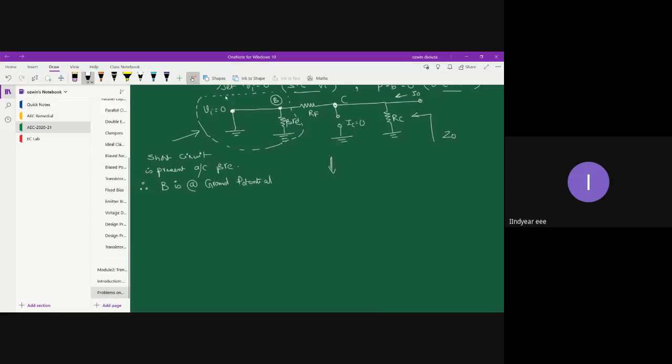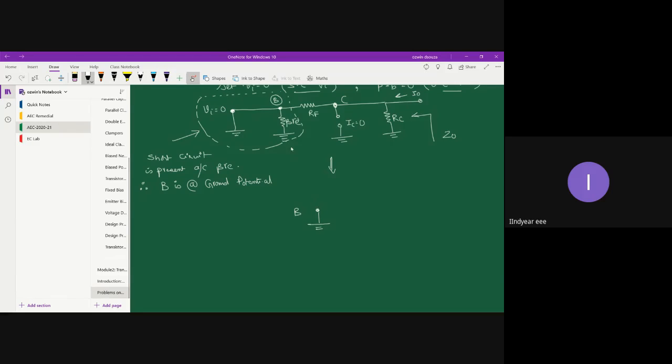So this entire circuit which is present within the shaded region, I'm going to replace it with a short circuit. So base is at ground potential. Okay, so this is your base terminal. I will keep it at ground.